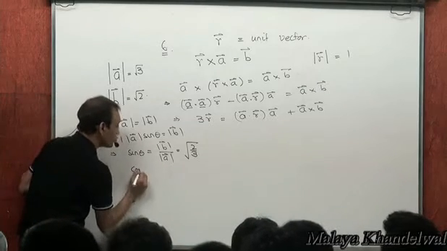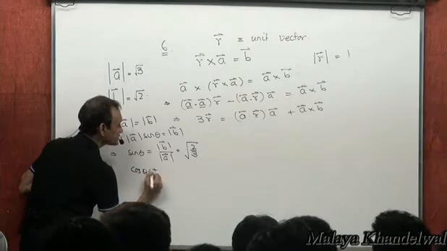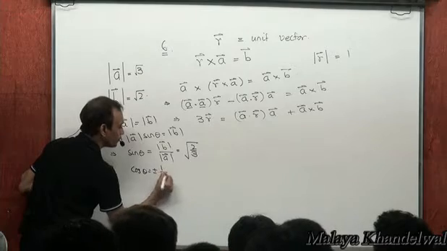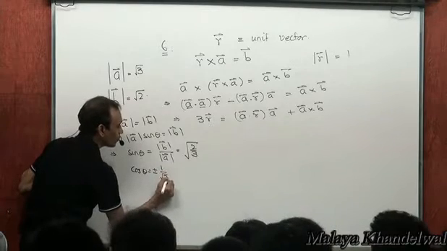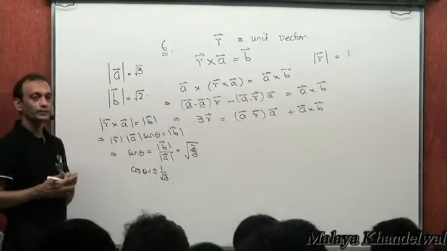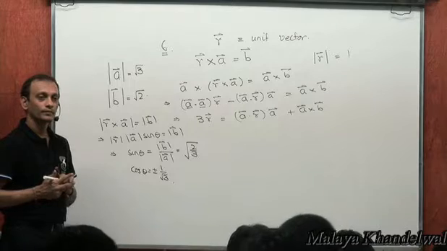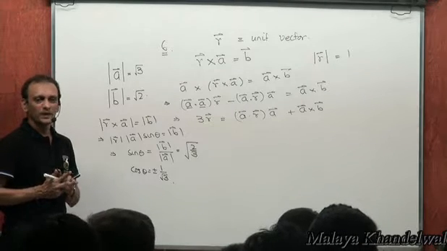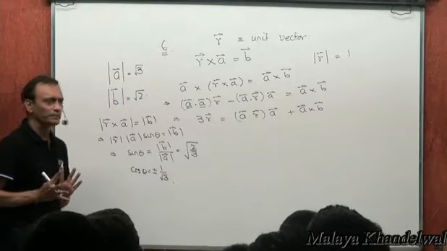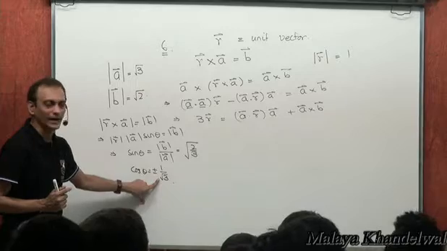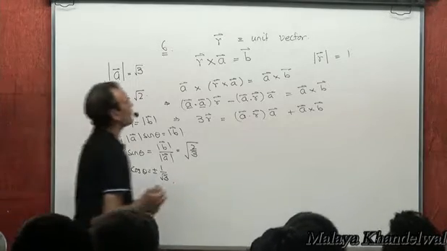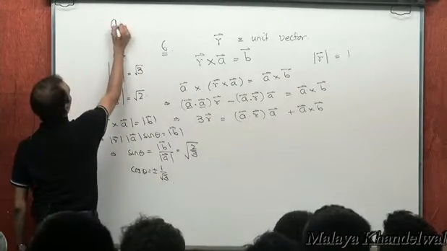Cos theta therefore would be plus minus 1 by root 3, which is plus minus root of 1 minus sine square theta. Okay. Now what is A dot R?